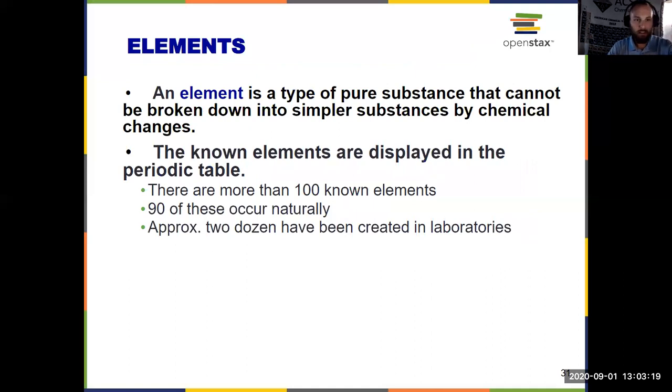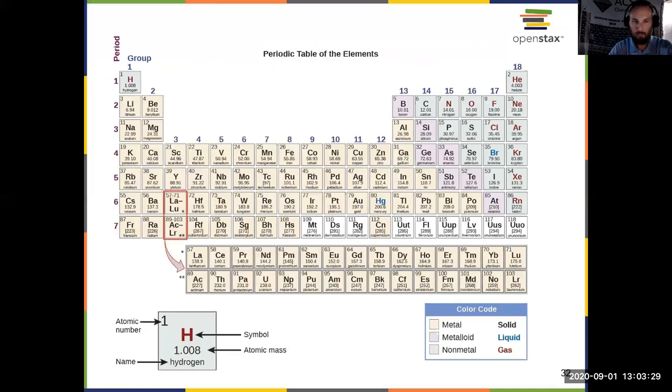Right? And that gives us the periodic table of the elements. Right? Some of them are found naturally, some have been created in the lab, but you're familiar with this idea of the periodic table, and it's synonymous with chemistry because we use it all the time. Anything that's on the periodic table is an element, and it can't be broken down any further.